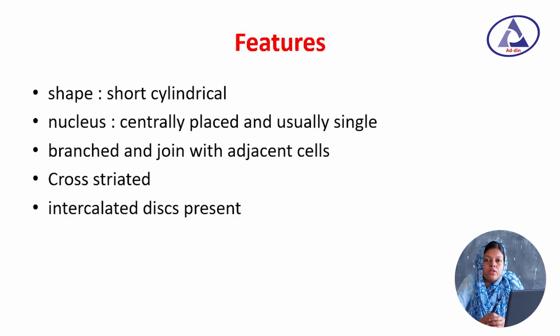And the one and only unique feature of cardiac muscle is the intercalated disc. So, what are the features we have told? Cardiac muscle is short cylindrical with a centrally placed, usually single nucleus, sometimes double, and it has a branching pattern, joined with one another at irregular intervals. If anyone wants to know the unique feature of cardiac muscle, that is the presence of intercalated disc, and as it has contraction power, it should have cross striation.